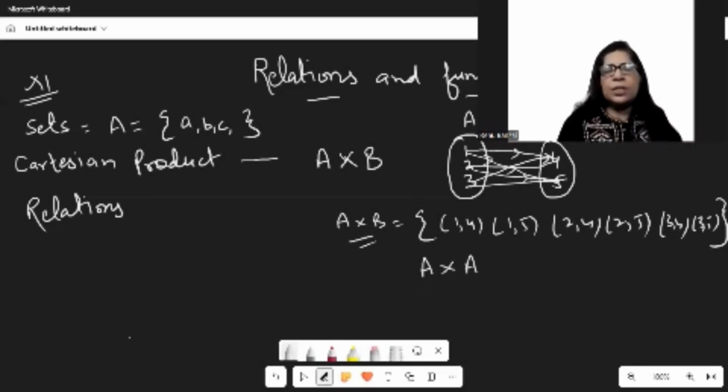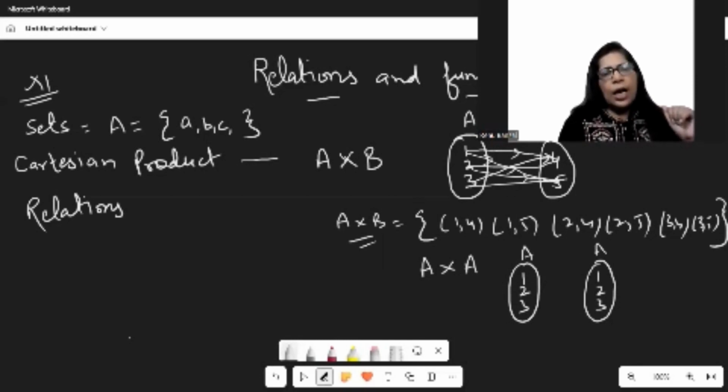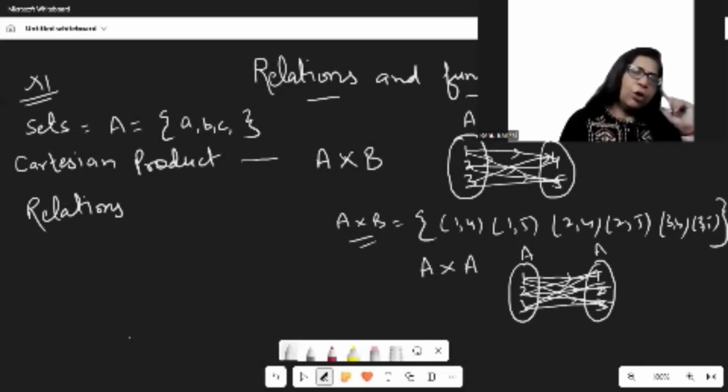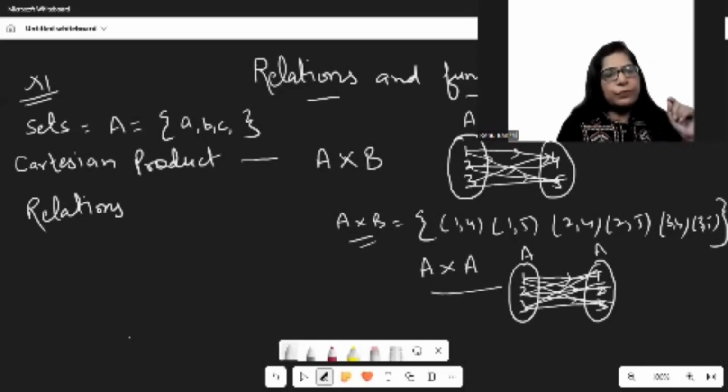A to A as well means, bacha, here also I have 1, 2, 3, and here also I have 1, 2, 3. So this is my A, this is my A. A cross A means I will make ordered pairs: 1 with 1, then 1 with 2, then 1 with 3. Okay beta, then 2 with 1, 2 with 2, 2 with 3. Then 3 with 1, 3 with 2, 3 with 3. All these ordered pairs will be called the Cartesian product of A cross A, the Cartesian product of set A with the set A.